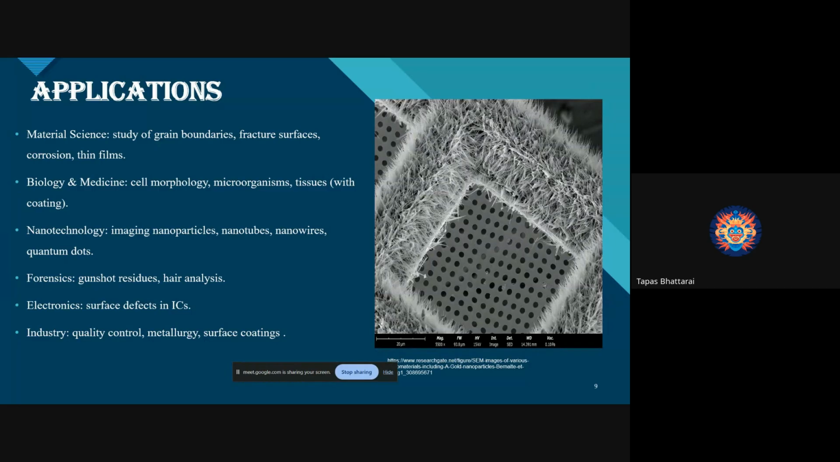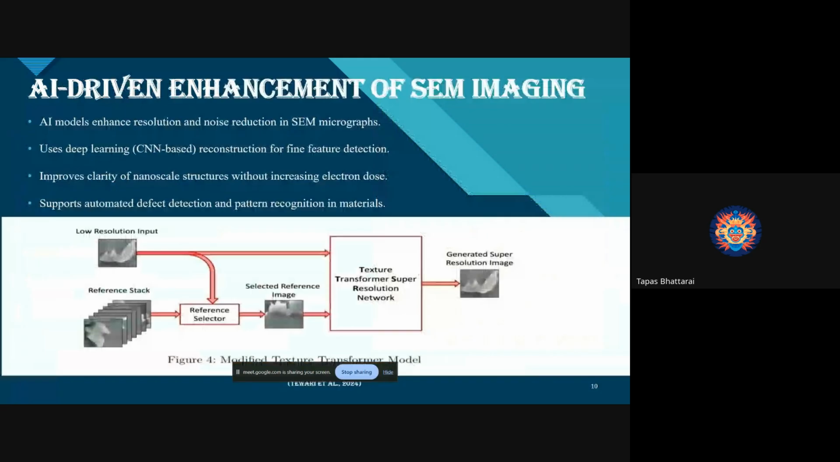And side by side, this is an image of an aluminum nanoparticle, which has been captured from SEM itself. And these were some of its applications. So now we're going to discuss how AI has been integrating with SEM for smarter and faster image processing. So mainly the deep learning algorithms, that is mostly CNN based.